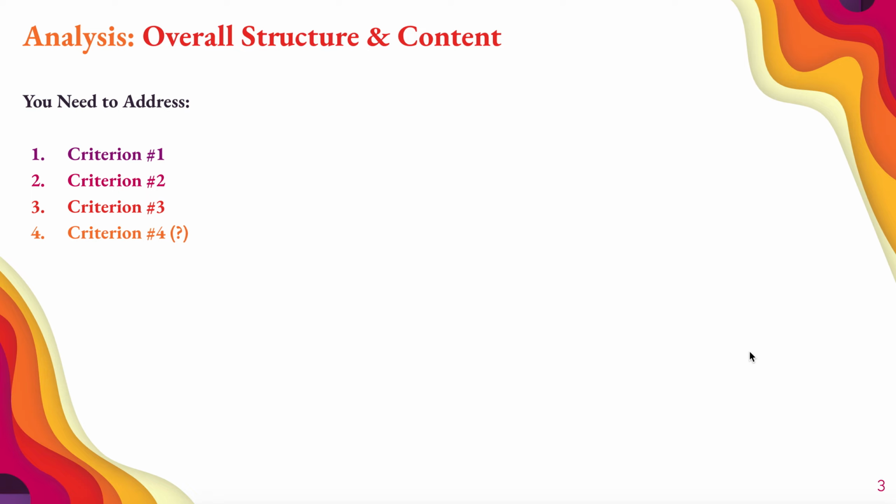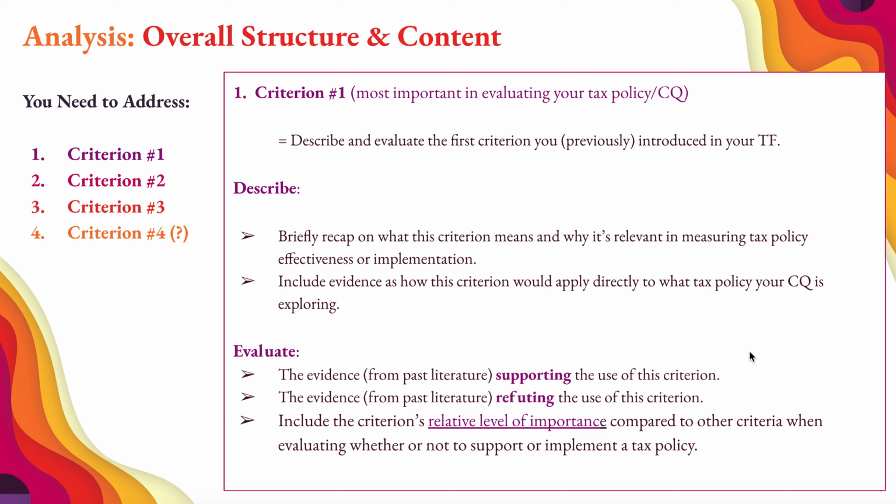You need to address all of your criteria. In this case, it's highly personal, so I just put 1, 2, 3, and then potentially number 4, potentially number 5. My personal recommendation is to have 3 to 4 criteria, because you need to be able to explain them in depth. Having too many, such as 5 or more, is in my opinion going to leave too little word count to fully explain them. So I put a question mark by number 4 because it really just depends. But the overall structure and content is going to be the same for each criterion.